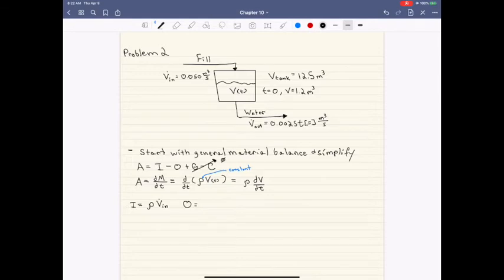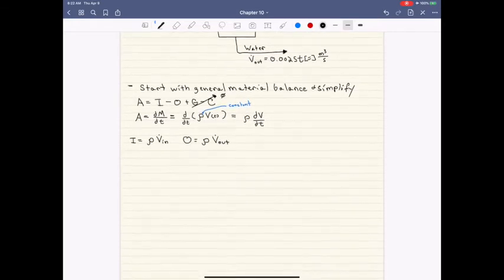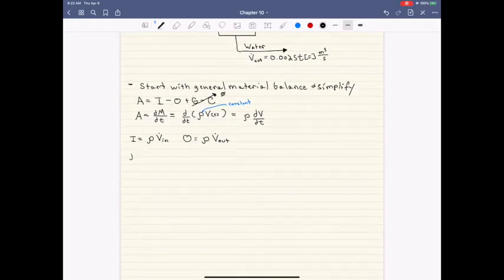And the output is just going to be equal to the density times the flow rate of water going out, or the leak. Now that we've identified each of these terms, we could plug them into our material balance equation. And so we have the accumulation term is equal to the input term minus the output term. All these densities can be canceled out.